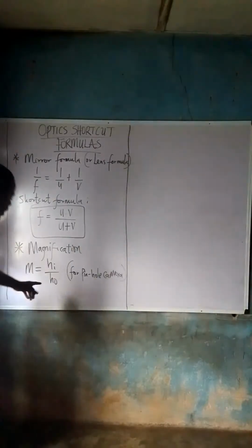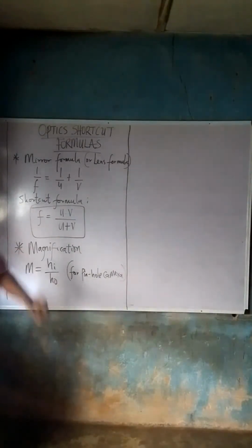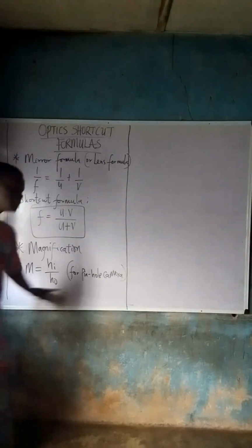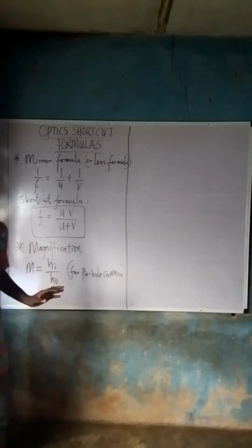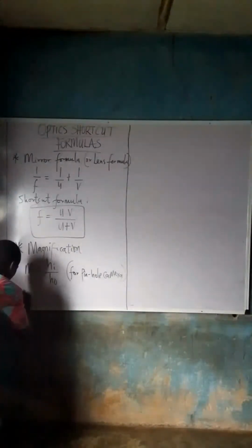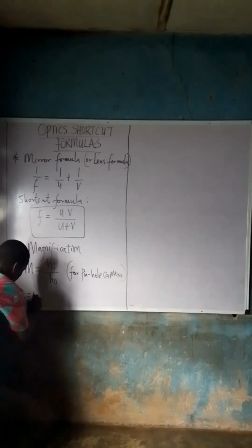If you are asked to find, let's say, magnification, or the height of the image, or the height of the object, this is the formula that you should use. I hope that is clear. Alright? Let me just add where HI is what? Image height.